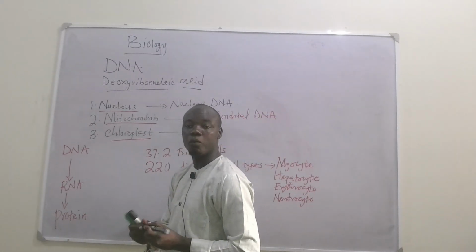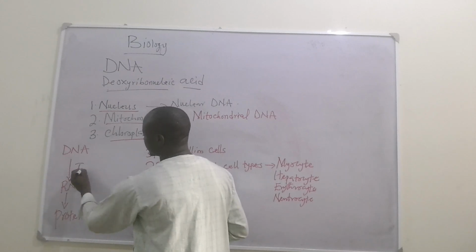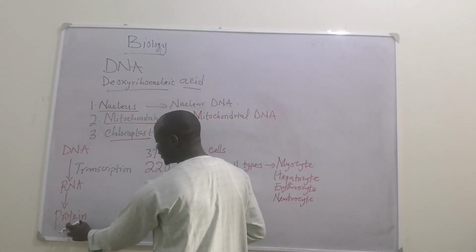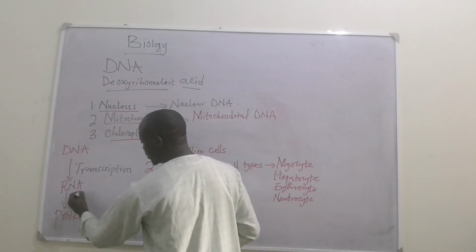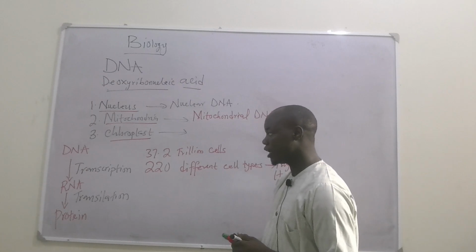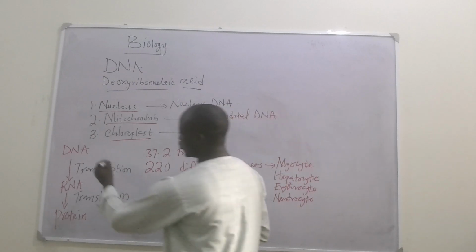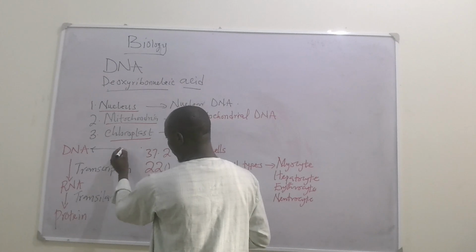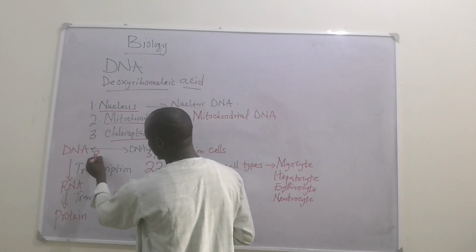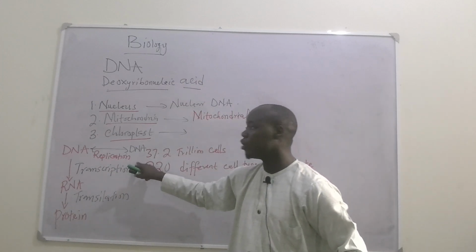DNA is converted into RNA through a process called transcription. And the RNA is converted into protein through the process called translation. So this is the central dogma of molecular biology, although the DNA can also copy itself. When DNA copies itself into another DNA molecule, the process is called replication.